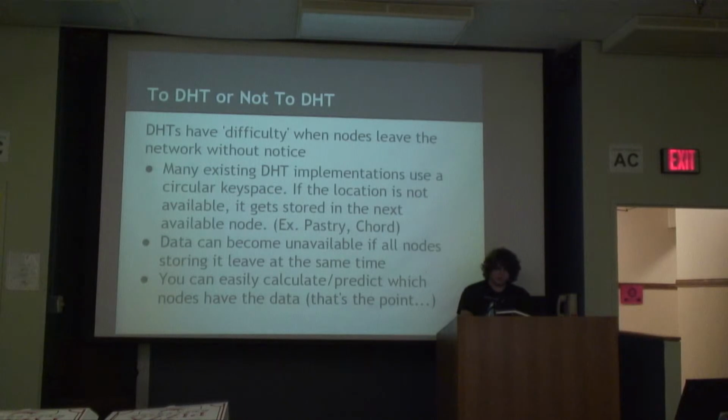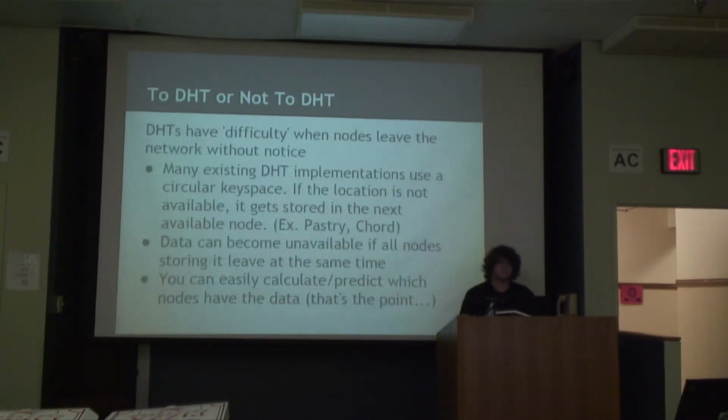And you can obviously easily calculate or predict which nodes have the data you're looking for, which is kind of the point of a distributed hash table. However, if you're trying to maintain anonymity, that does not work out too well. So you have to work a bit beyond just using a distributed hash table.